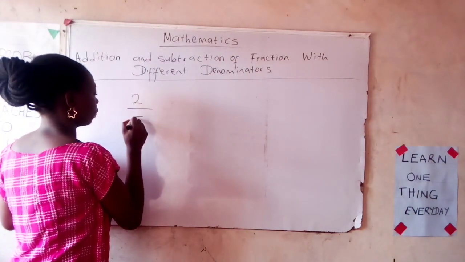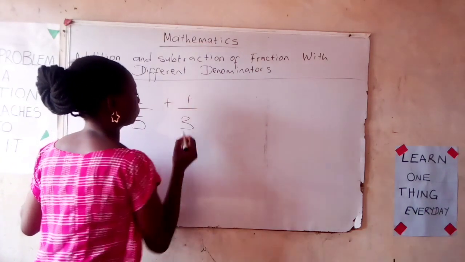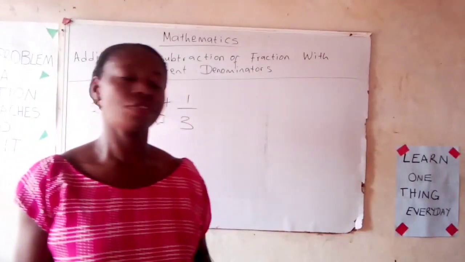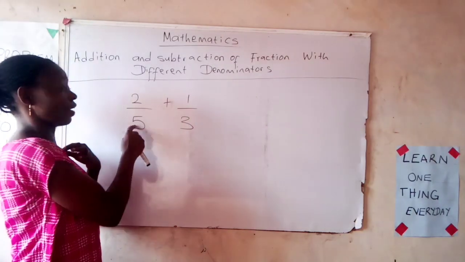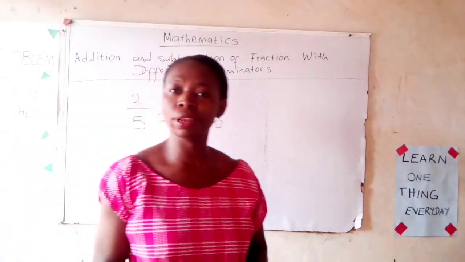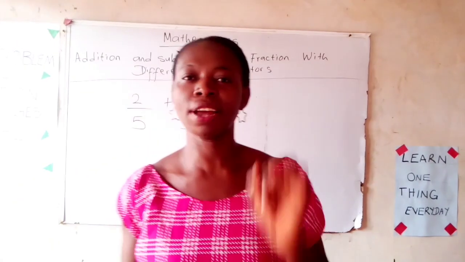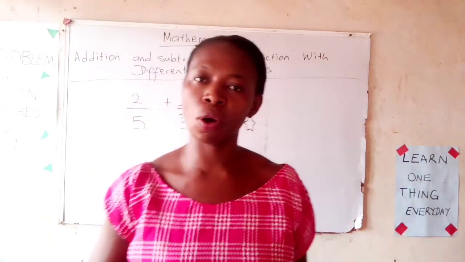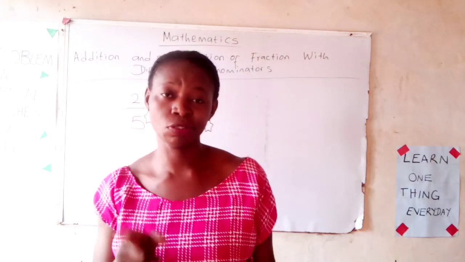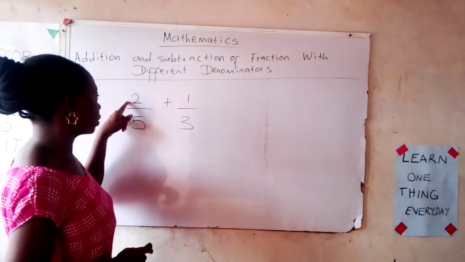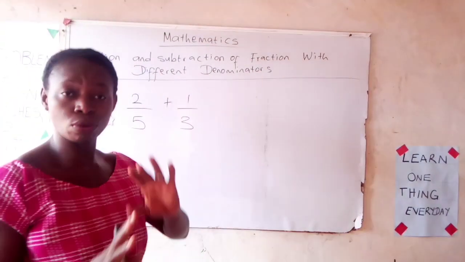2 over 5 plus 1 over 3. You can see that the denominators 5 and 3 are different, so you cannot work with them when they are not the same. So the first thing you do is find a common denominator. What I mean by that is that you will make this 2 over 5 become something else. The denominators have to be the same before you start working.